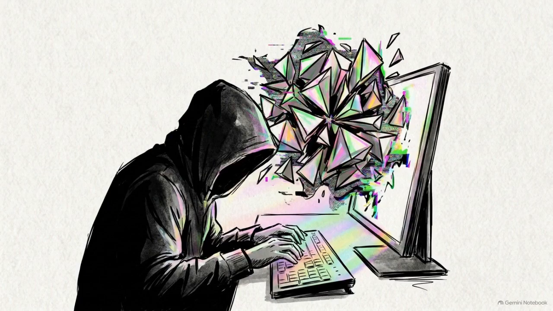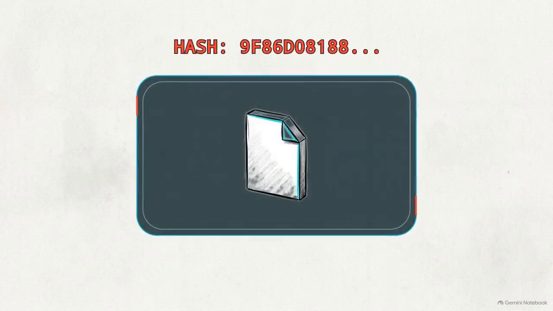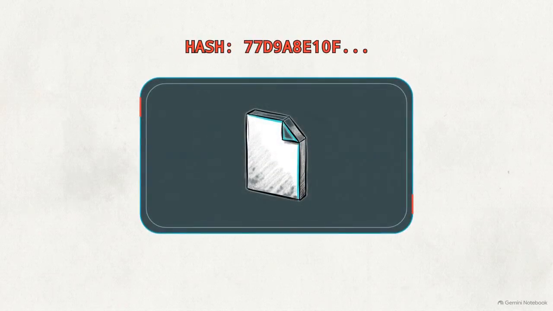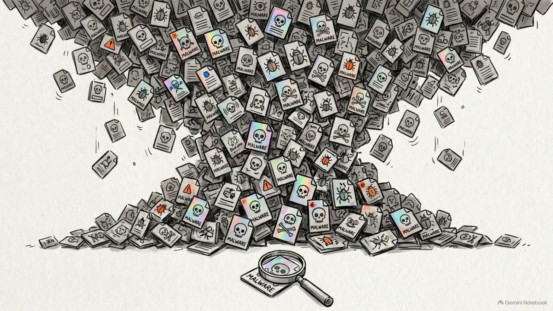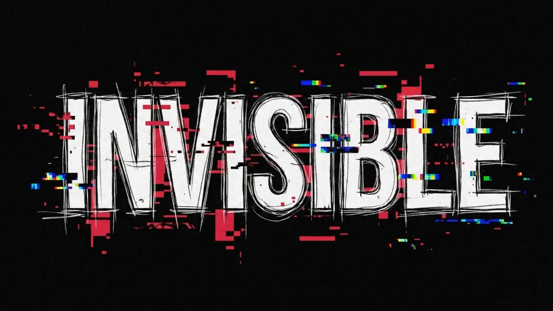But attackers now use polymorphic malware to bypass this entirely. This code automatically randomizes its internal strings and changes its own hash value every time it builds. By the time a signature is written for one version, the attacker has already generated 10,000 new ones that the database won't recognize. Even worse, many modern attacks are completely fileless.